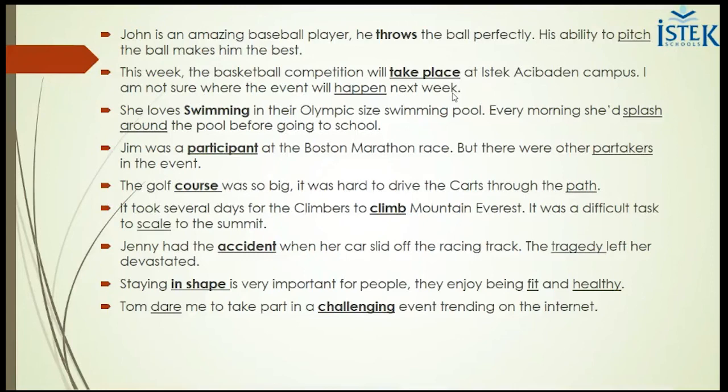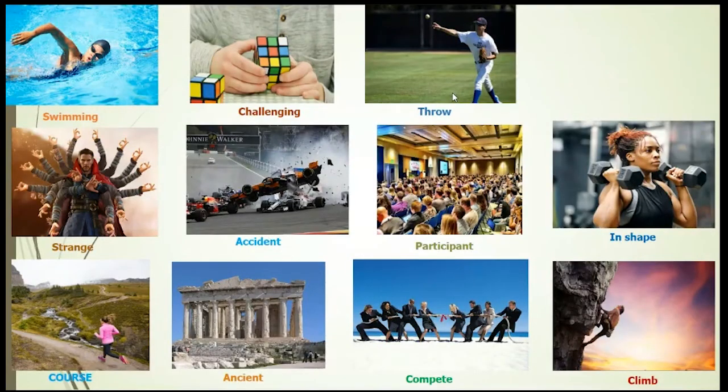So now we're going to look at some pictures which will help us better digest this academic vocabulary. So here we've got several pictures. We've got swimming, we've got challenging, we've got throw, we've got strange, we've got accidents, we've got participant, we've got in shape, we've got cost, then ancient, compete, and climb. So compete here is a verb which shows the action.